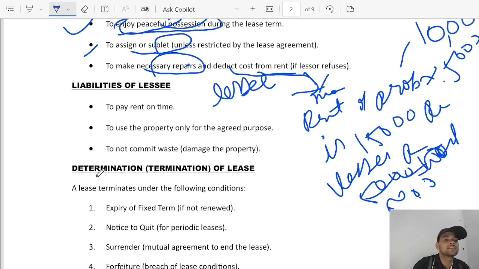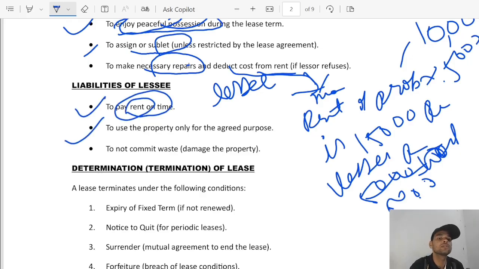Moving further, liabilities of the lessee. The first liability of the lessee is to pay the rent on time. The rent must be paid by the lessee on time. Second, to use the property only for the agreed purpose.